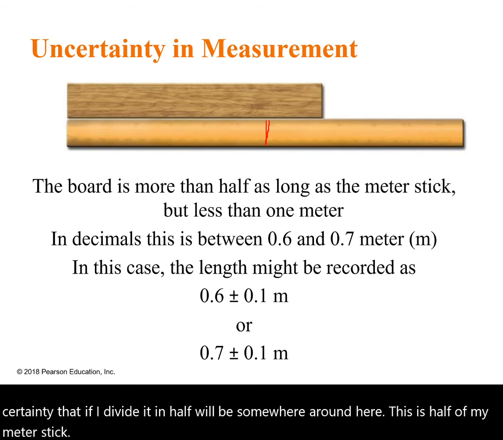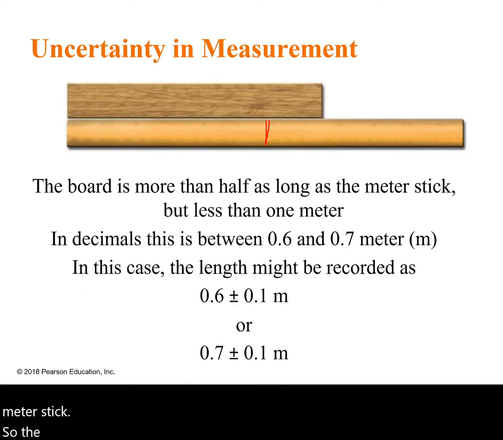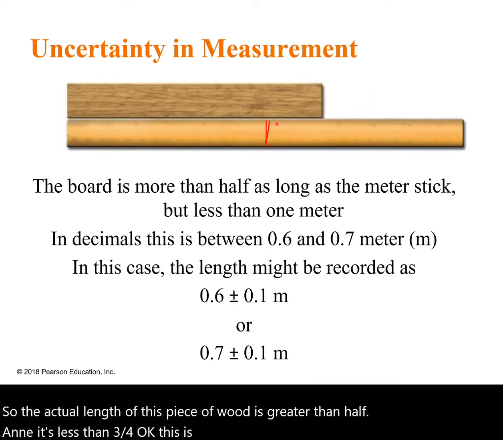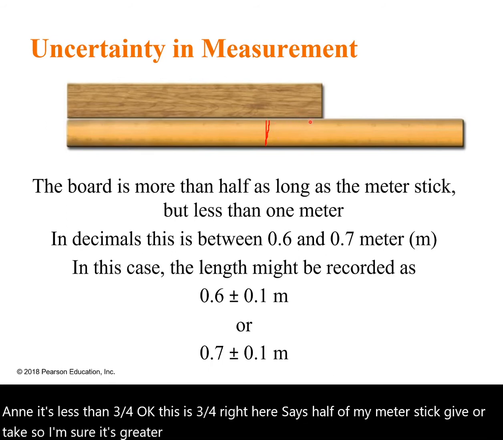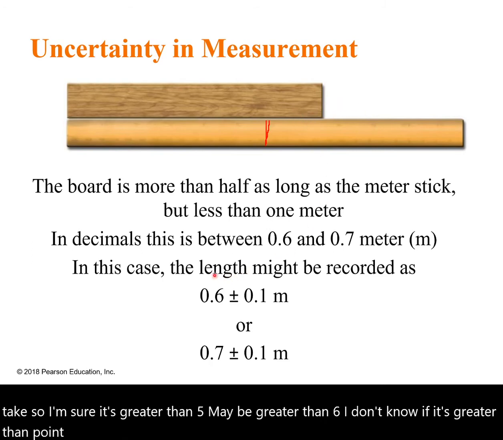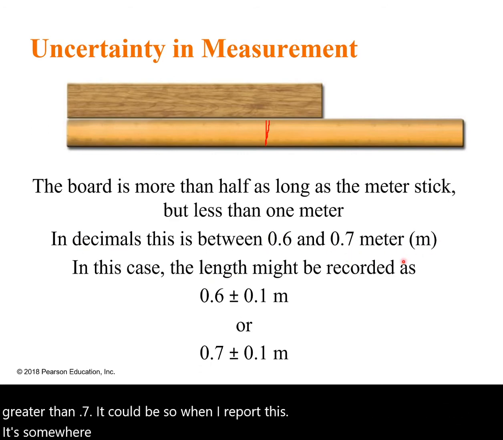So the actual length of this piece of wood is greater than half, and it's less than 3/4. This is 3/4 right here. This is half of my meter stick, give or take. So I'm sure it's greater than 0.5, maybe greater than 0.6. I don't know if it's greater than 0.7. It could be. So when I report this, it's somewhere between 0.6 and 0.7 of a meter.